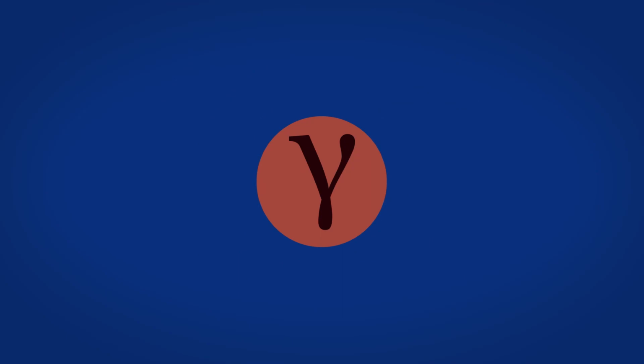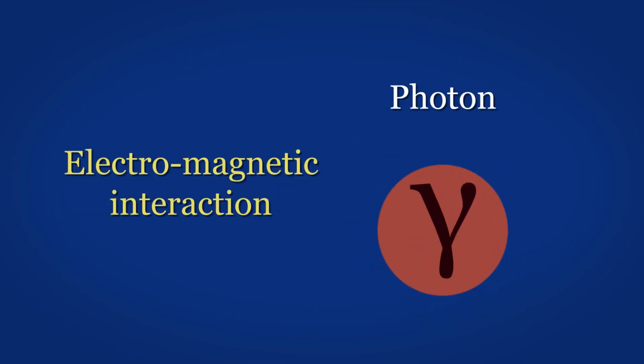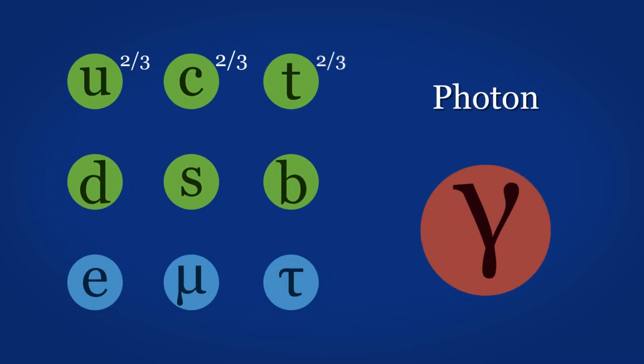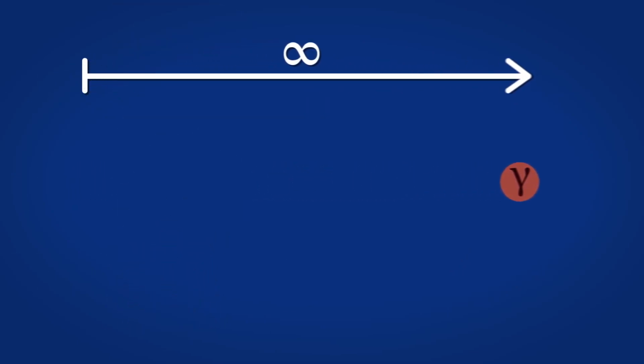Another type of gauge boson is the photon. It is responsible for electromagnetic interaction. Only particles that have a positive or negative electrical charge participate in it. Another property of it is its infinite range, since the photon is a massless particle.